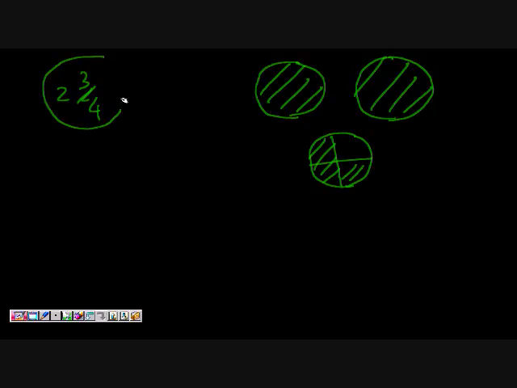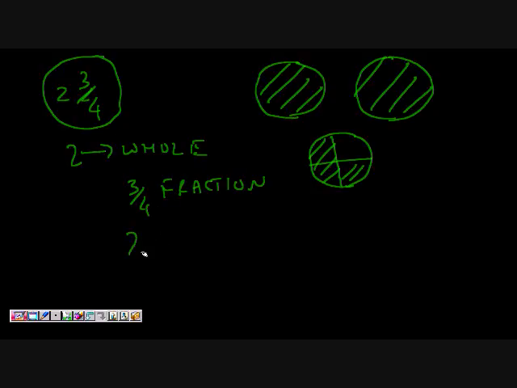What this means is 2 is the whole number, and 3/4 is the fraction. So 2 whole numbers plus 3/4. So we can write 2 3/4 as 2 whole pizzas plus 3 by 4 of the third pizza. So 2 3/4 can also be written as 2 plus 3 by 4.